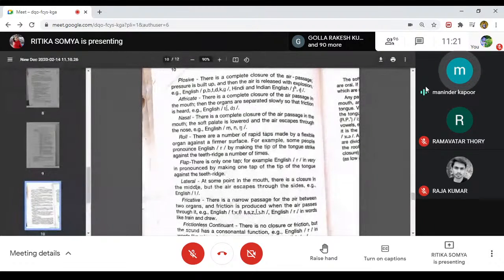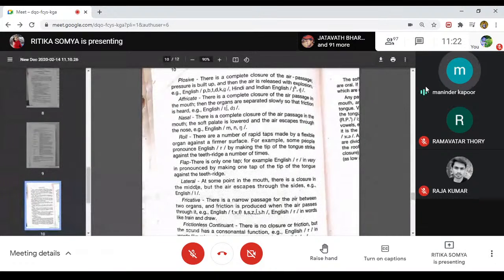So that is why we say that f is a labiodental fricative sound. V is also a labiodental fricative, but we say f is a voiceless labiodental fricative and v is a voiced labiodental fricative. That is the only difference.